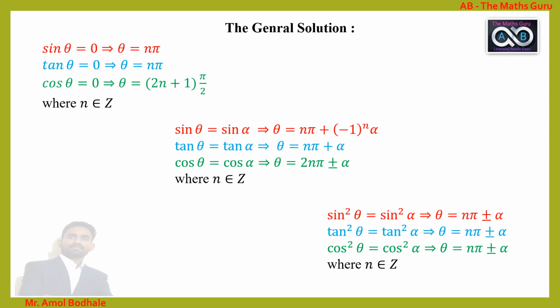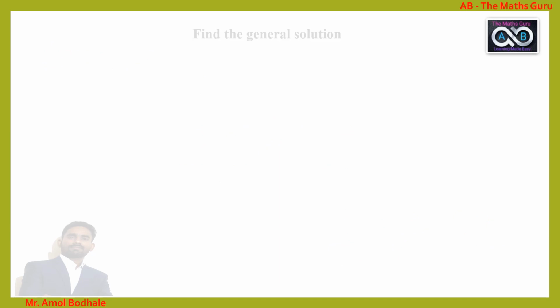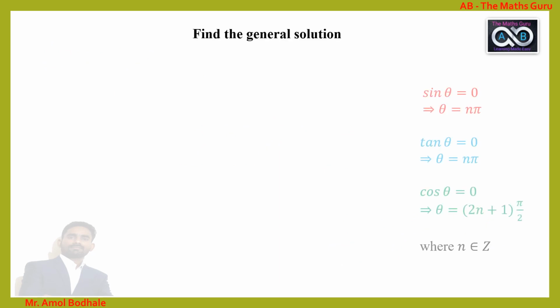Let's see the examples. Find the general solution. Whenever the question is about general solution, we must remember these results. Sin theta equal to 0, then theta is n pi. Tan theta is 0, then again theta is n pi. But for cos theta equal to 0, theta is (2n plus 1) pi by 2 where n belongs to Z.